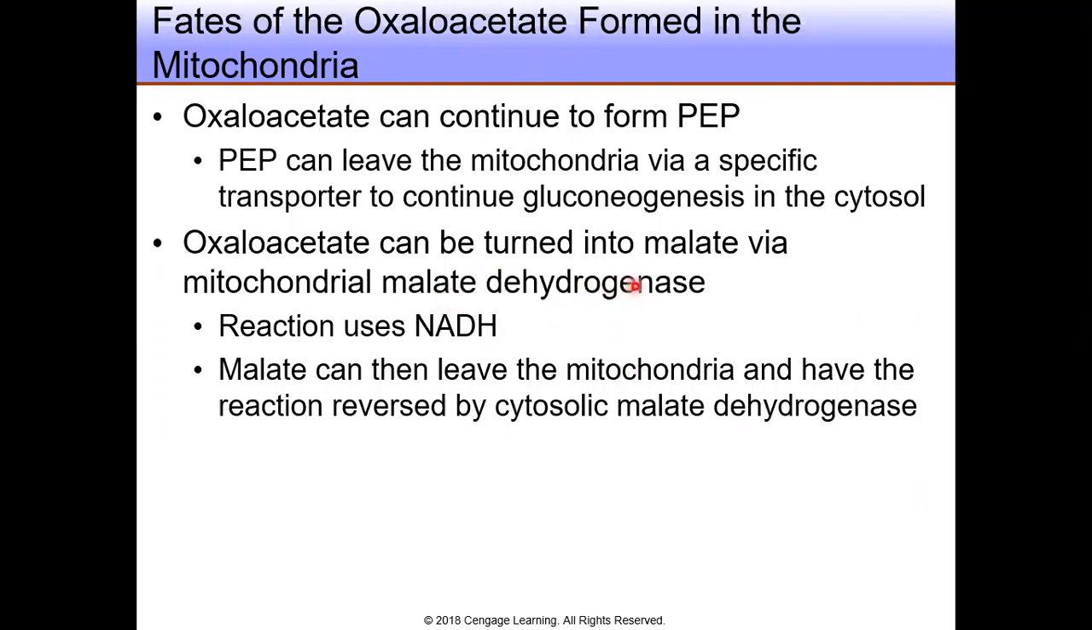Now, the other possibility is that the oxaloacetate can be turned into malate via mitochondrial malate dehydrogenase, a reaction that uses NADH. As we will see in the next figure, malate can then leave the mitochondria and have the reaction reversed by cytosolic malate dehydrogenase. Now, the reason for this two-step process is that oxaloacetate cannot leave the mitochondria, but malate can, because the mitochondrial membrane is impermeable to oxaloacetate.